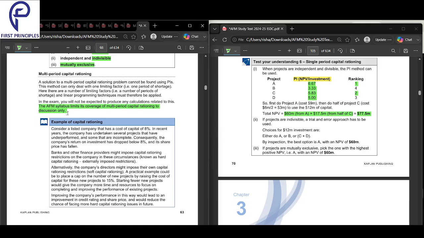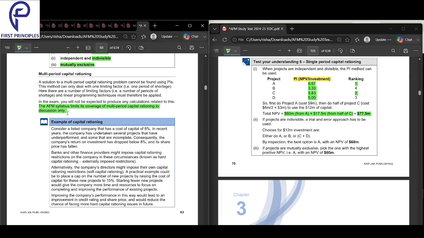Multi-period basically means that for more than one period, there's a shortage of capital. Because even in the previous sum, you needed 31 to do all of them, you had only 12. So multi-period means that you don't just have one budget shortage in 1 year. You basically have budget shortages for multiple years. Like multiple years, you don't have enough money to do all the projects.